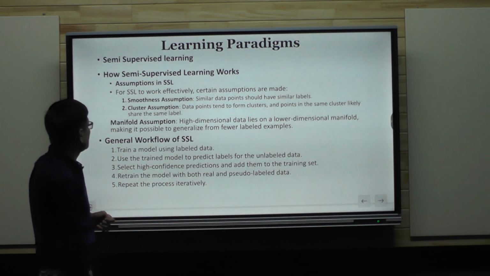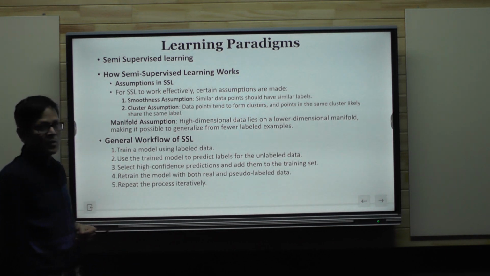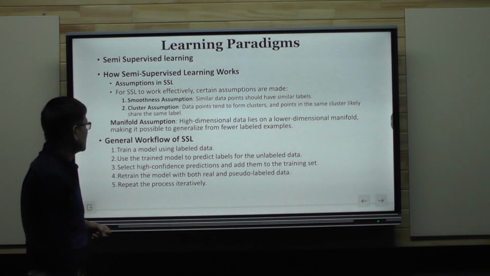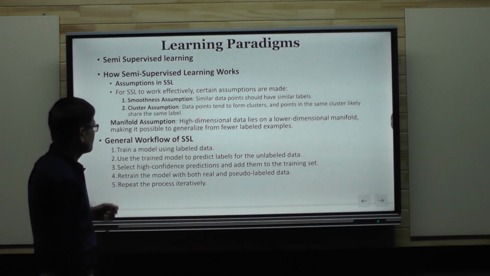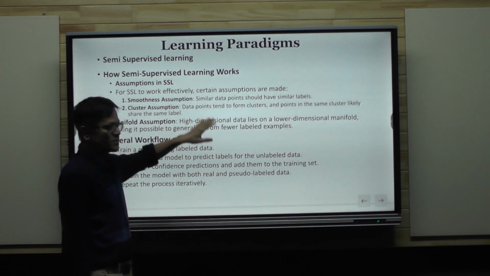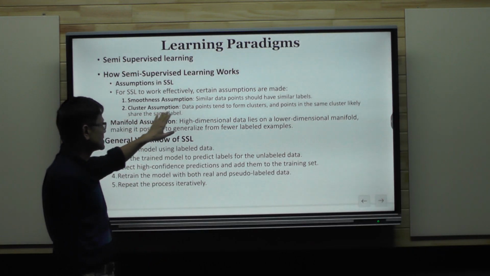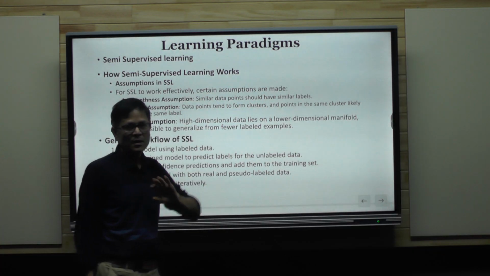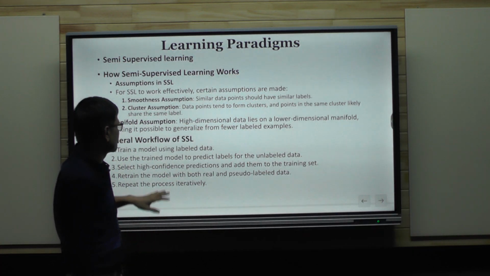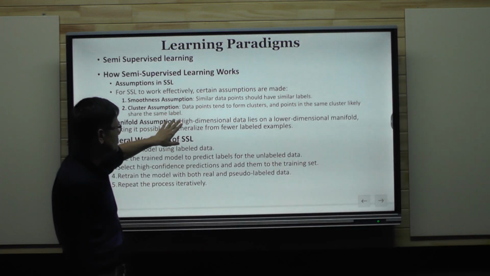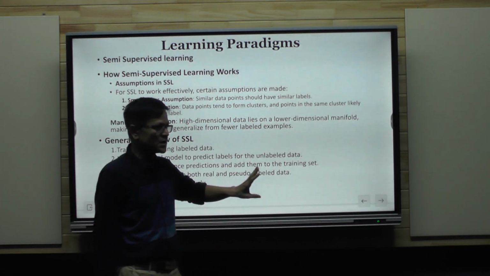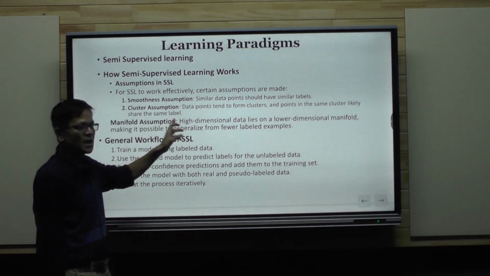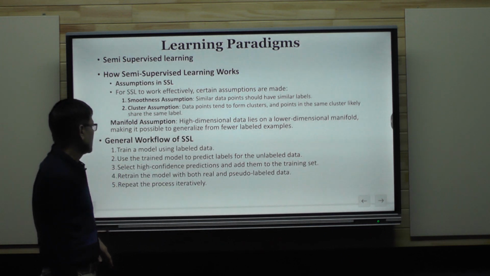So we will discuss how semi-supervised learning works. There are some assumptions in semi-supervised learning, for example, the smoothness assumption and the cluster assumption. That means similar data points should have similar labels, so this is known as smoothness. And the cluster assumption means data points tend to form clusters, and points of the same cluster are likely to share the same label.